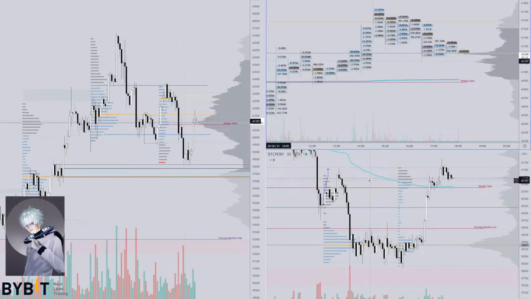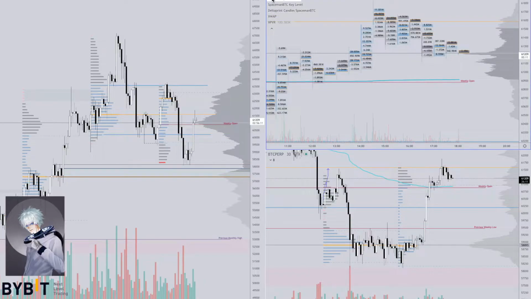So let's get right into it. I think this is a pretty good example just to start. Right here on the left-hand side, we do have a BTC 4-hour chart with a weekly profile. On the lower right-hand side, we have a 30-minute chart with a daily profile. And on the upper right-hand side, we have a DeltaPrint candle. What that is, it's basically a candlestick.